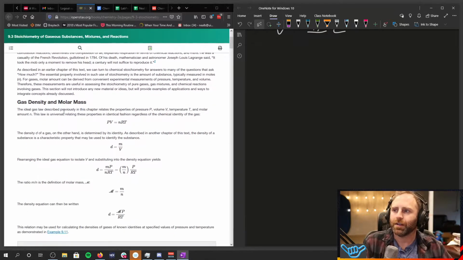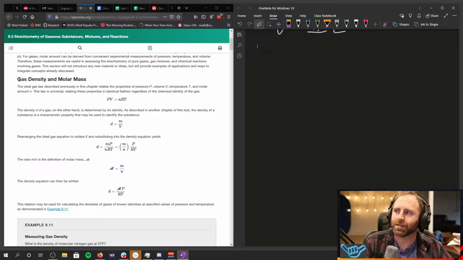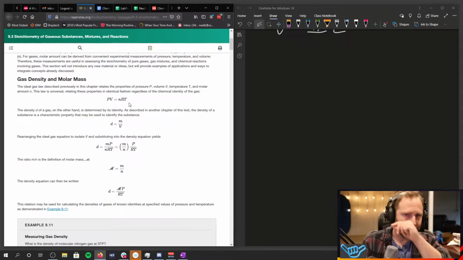So the first thing that's here in the reading is gas density and molar mass. What they're trying to get you to start thinking about is you can take this equation PV equals nRT, and you can really manipulate it a whole bunch of different ways. So, for example, you can figure out what the molar mass of a gas is using its density by remembering that density is this mass over volume relationship here.